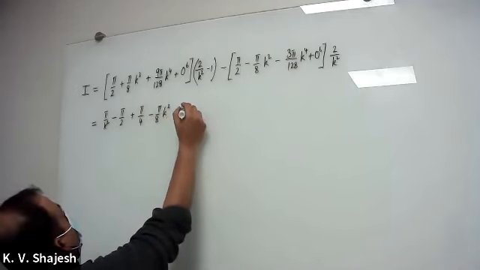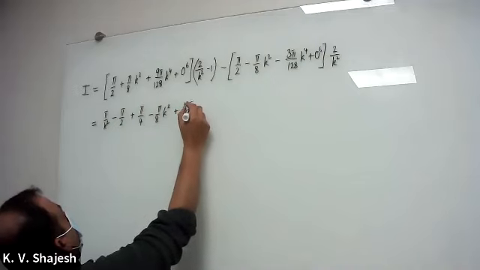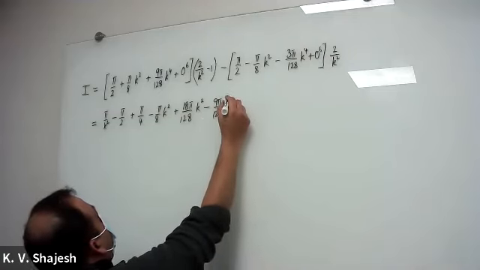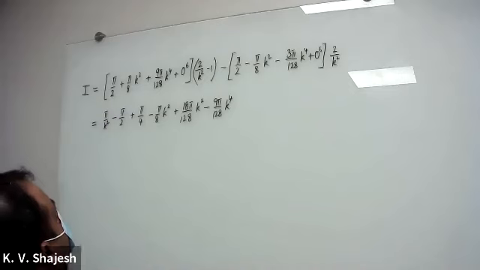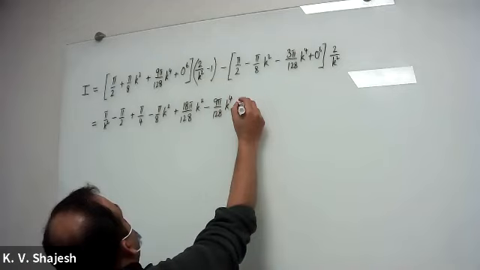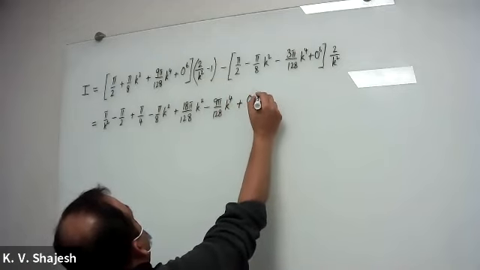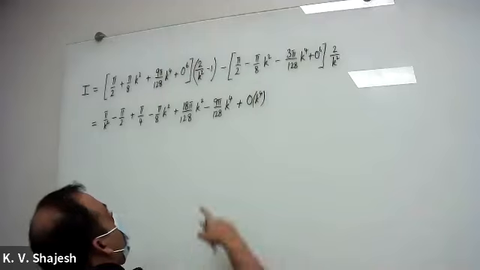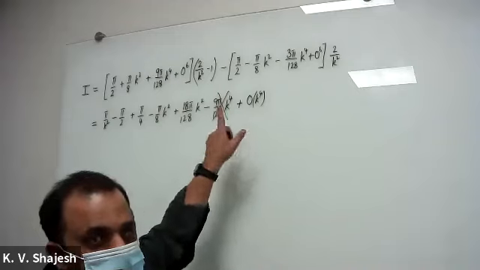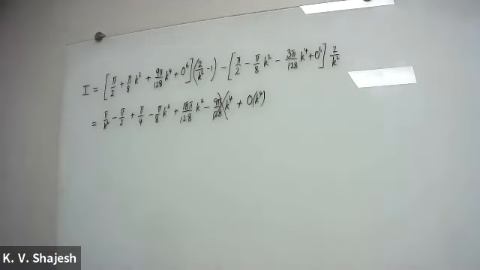plus 18 pi over 128 k squared minus 9 pi over 128 k raised to 4 plus order 4. Since it's order 4, I should drop this. I already messed this, so no point in keeping this. I drop it. I don't write it at all.